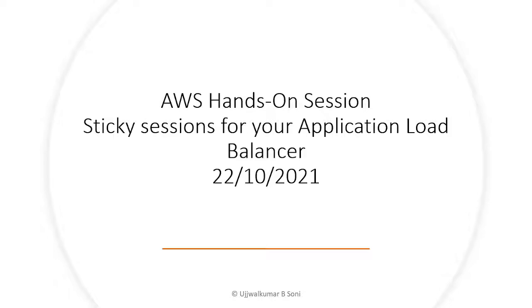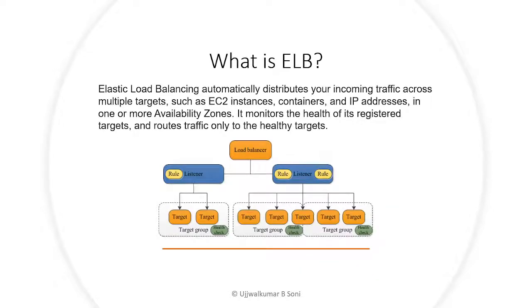Today we are going to learn how we can configure sticky sessions for your application load balancer. Let's first learn what is ELB. ELB, Elastic Load Balancing, automatically distributes your incoming traffic across multiple targets such as EC2 instances, containers and IP addresses in one or more availability zones. It also monitors the health of its registered targets and routes traffic only to healthy targets.